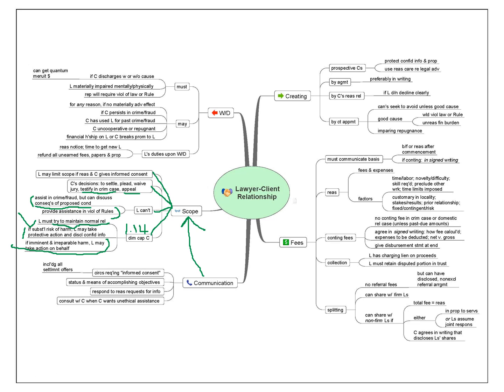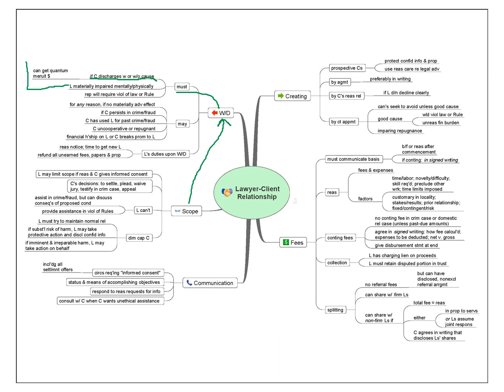And the final issue on the basics of the lawyer-client relationship: withdrawal. When must a lawyer withdraw? Well, if the client discharges the lawyer. And of course, clients can discharge us with or without cause. Does that mean we're out of luck as to money? No, we can still get quantum meruit, which is a kind of an award out of fairness, but we've got to get off the case.